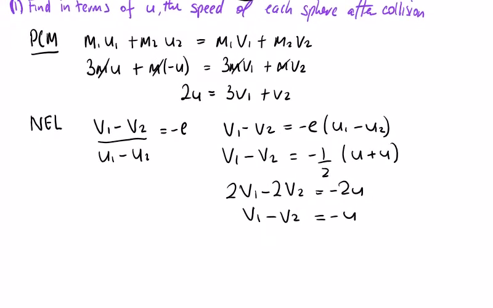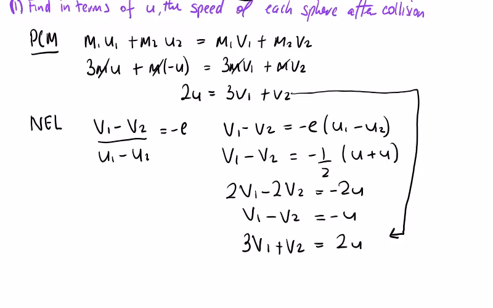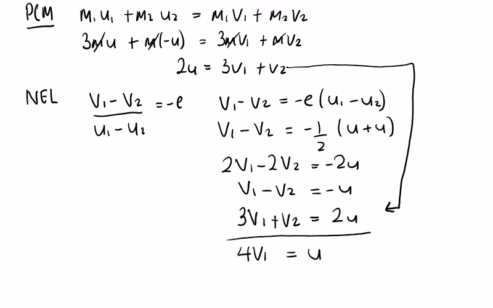So we bring this line down, we can get rid of our v2s. We're going to end up with 3v1 plus v2 is equal to 2u. So we're going to get 4v1 is equal to u, which would leave v1 being u over 4, or a quarter of u.